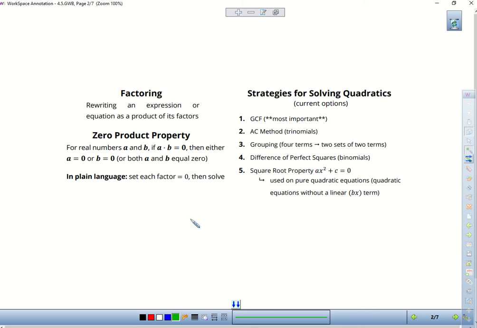So a few strategies for solving quadratics. We are going to learn more as time goes on, but GCF is most important because the GCF is the framework for everything else. You have to factor out a GCF to get anywhere with any other method, okay? Grouping means you group factors in ways that we can factor them, and we've talked about grouping in the past. We're not going to talk about it too much today. Then difference of squares, and the square root property, which is where you take the square root of both sides. So let's go ahead and try some of them.